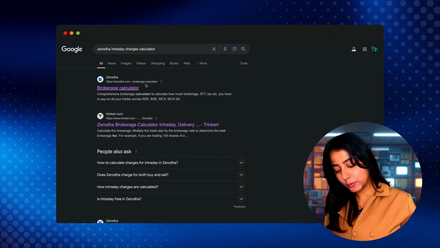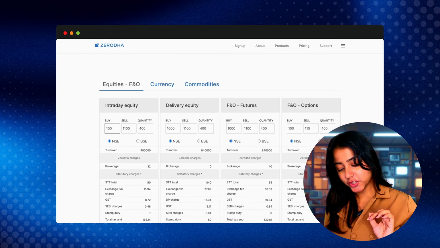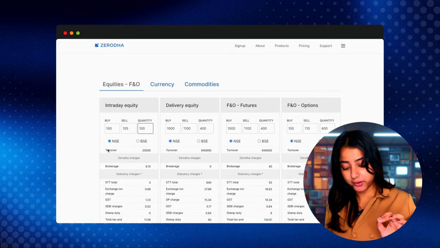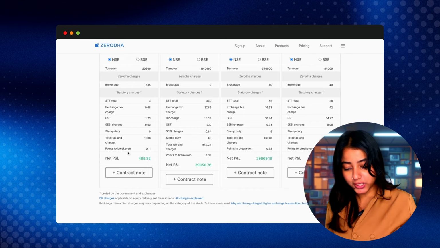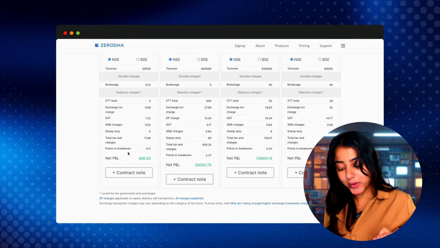For example, if I calculate the charges on Zerodha for an intraday trade, I will assume I bought a share at rupees 100 and sold it at rupees 105, a 5% profit, and I bought or sold 100 units. I should have made a profit of rupees 500, but after cutting all the charges, the actual profit was rupees 488.92. This means rupees 11.1 went to charges.